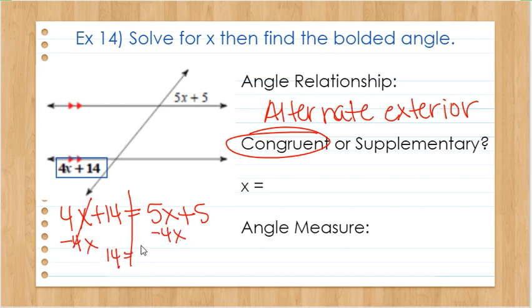So I get 14 equals x plus 5. 5x minus 4x is x. So then I subtract 5, and I get x equals 9. All right, so we're going to plug a 9 in right here for this x value. So 4 times 9 plus 14. So 4 times 9, that's going to give me 36, and plus 14, 36 plus 14 is going to give me 50.